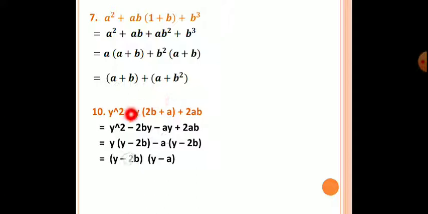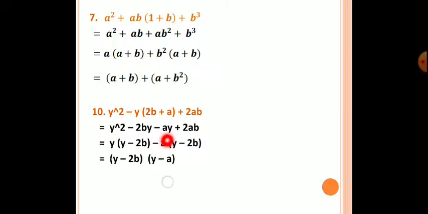Question number 10: y² - y(2b + a) + 2ab. Multiplying the middle term, minus y into 2b is minus 2by, and minus y into a is minus ay, plus 2ab. From the first two terms, we can take y common. What is left is y, since y² divided by y is y, and minus 2by divided by y is minus 2b.